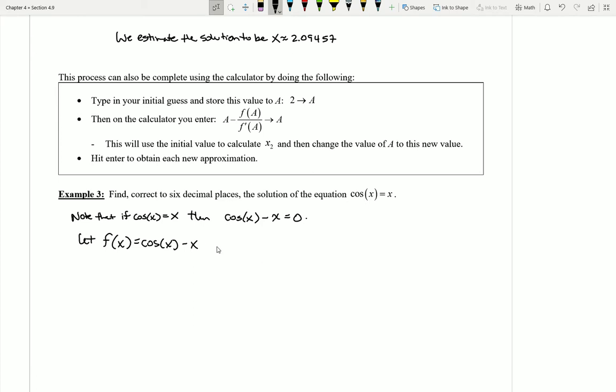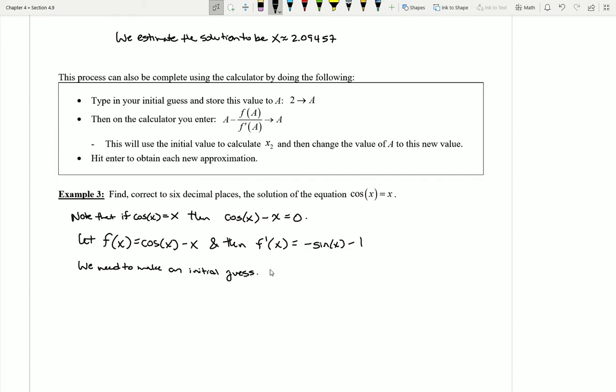So now I can state that the derivative of this function is negative sine of x minus 1. So this is my derivative. Well, now I'm going to need to make a starting guess. I have the function and I have its derivative that I'm going to use with Newton's method, but I need to make an initial guess. Now, there are plenty of initial guesses that we can make.